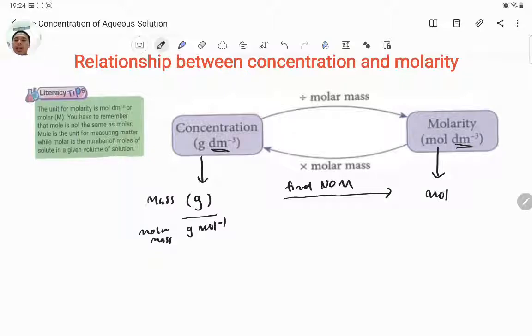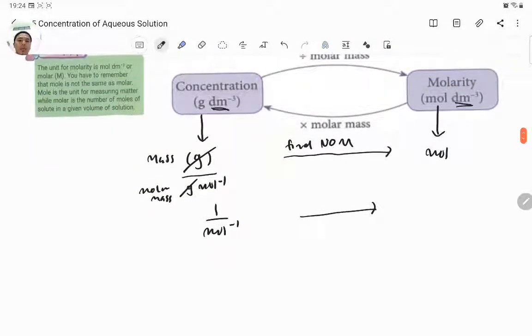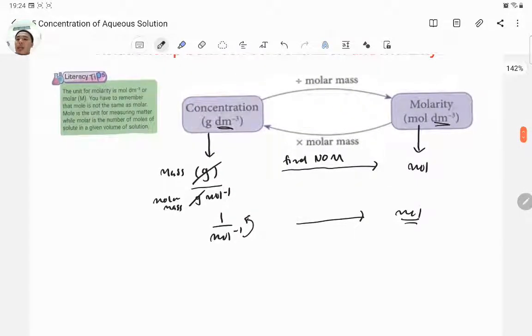So apa yang kita perlu buat adalah kita akan cancel saja this one, kan? So you will get 1 over mole negative 1. So awak akan dapat mole lah kat situ. Okay, so 1 over mole negative 1. Kita nak stick with the 1 over mole negative 1. So yang ni bawa ke bawah, so you will get mole lah. So that's why you akan dapat mole yang sini. Alright, so itu adalah dia punya relationship. That's why dia mention dekat situ, okay, it's divide with molar mass.